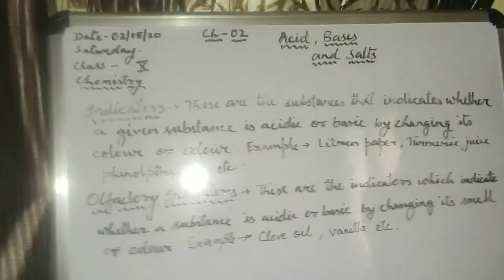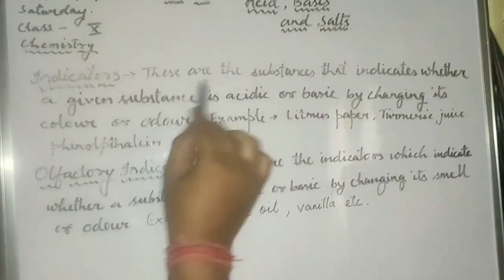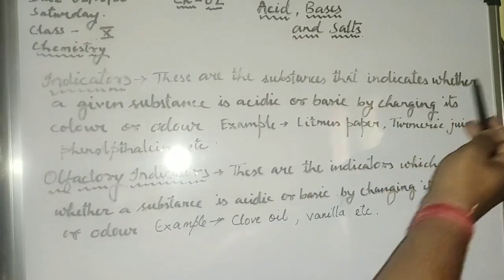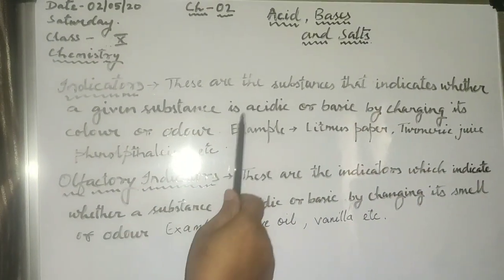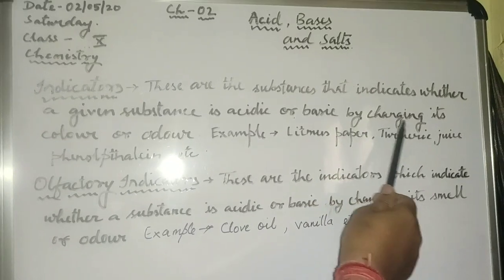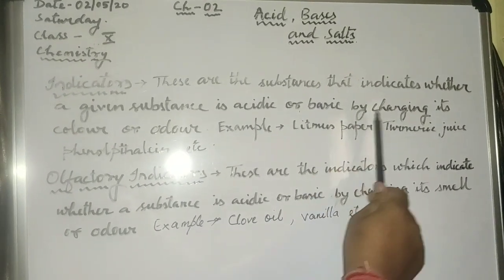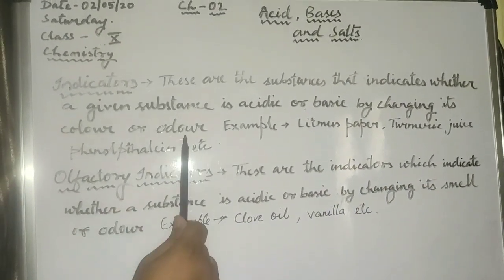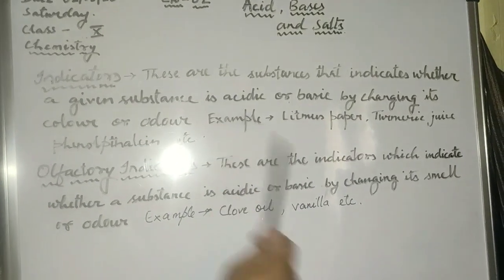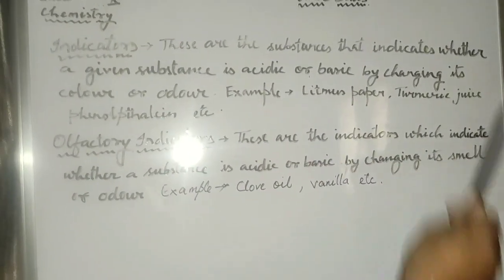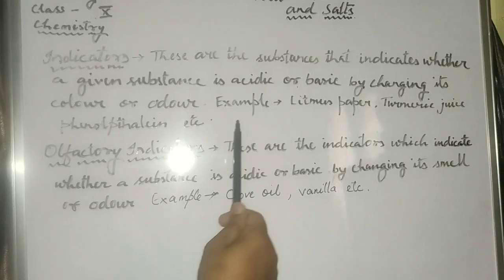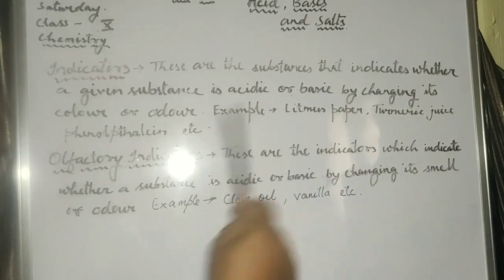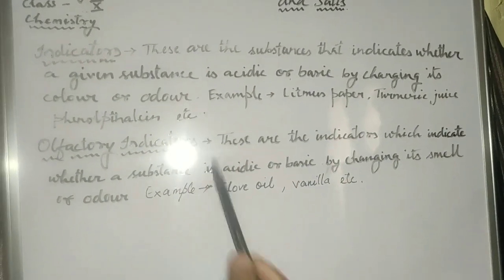Now, indicators. What are indicators? These are the substances that indicate whether a given substance is acidic or basic by changing its color or odor. Examples: litmus paper, turmeric juice, phenolphthalein, China rose, and many more.